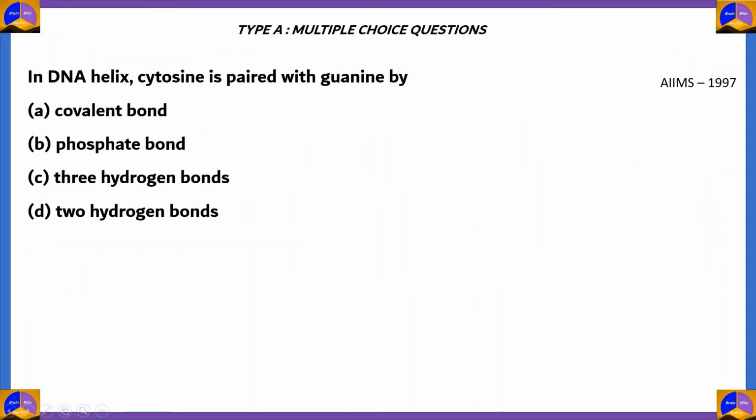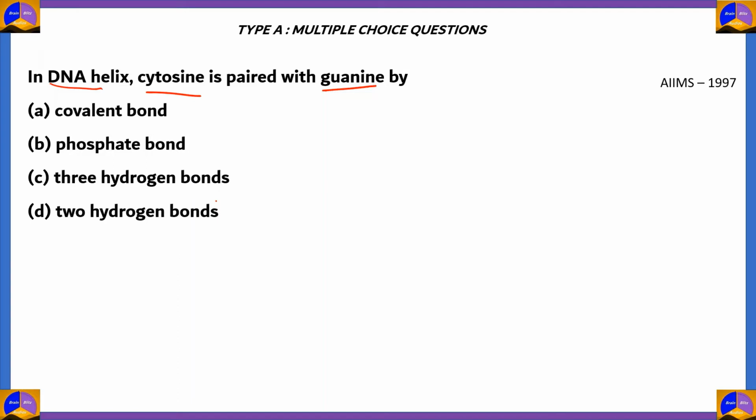Now, let's look at this question. In a DNA helix, cytosine is paired with guanine by what kind of bond? A, covalent bond; B, phosphate bond; C, 3 hydrogen bonds; D, 2 hydrogen bonds. Let's look at each of our options.